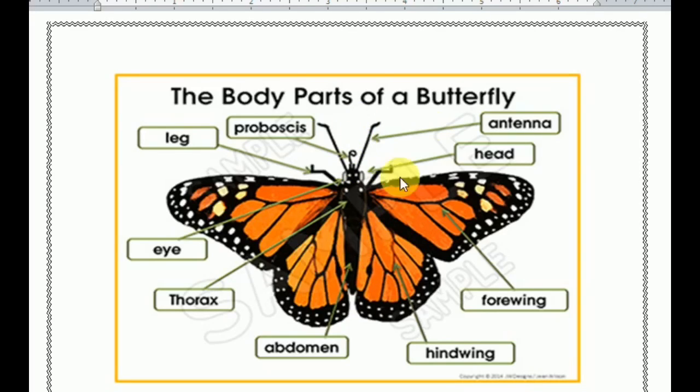Among those 3 parts we can see here head and 2 eyes and 1 pair of antennae. You can see here. Antenna means what? This string-like thing we are calling antenna. Then 2 eyes.